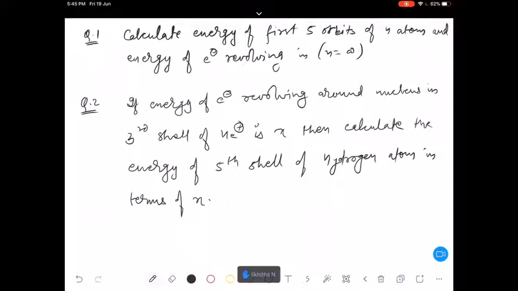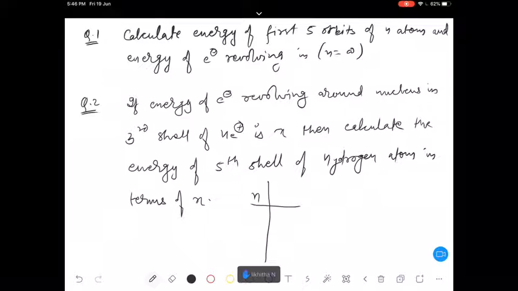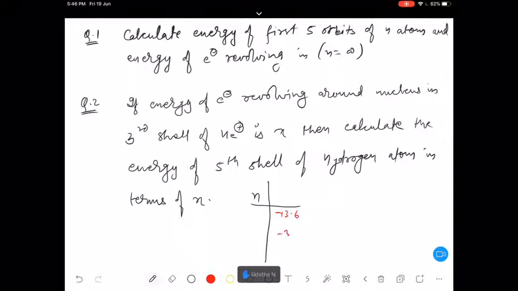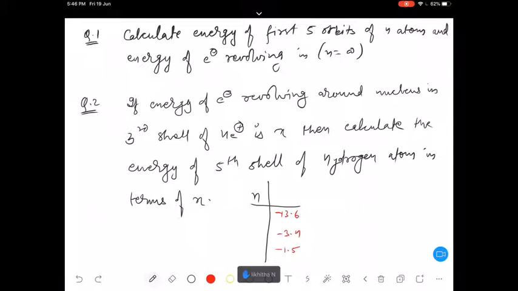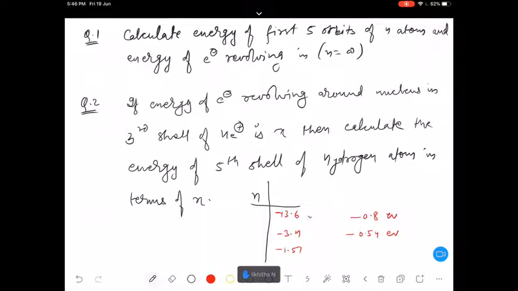Yes, Likita, first one. E1 equals minus 13.6, E2 equals minus 3.4, E3 minus 1.51, E4 minus 0.85, E5 minus 0.544, in electron volt per atom. Very good.